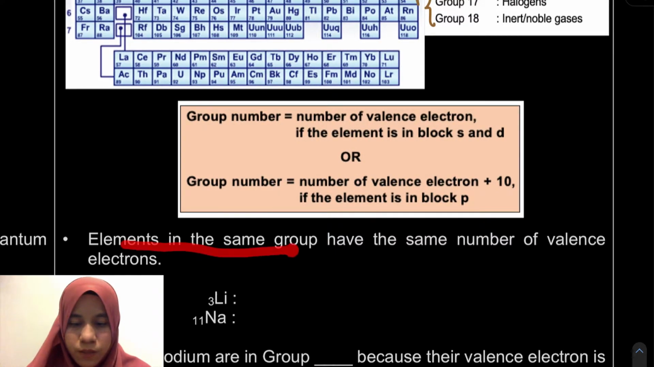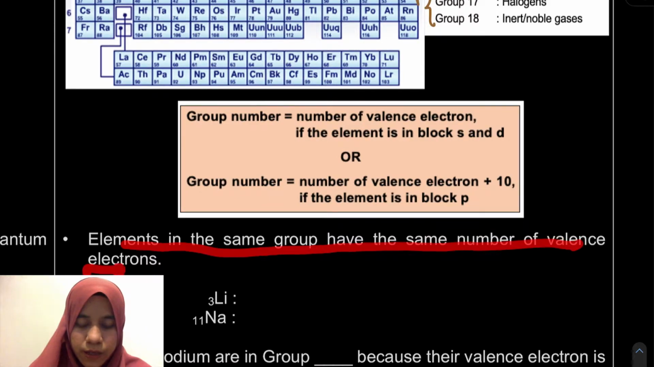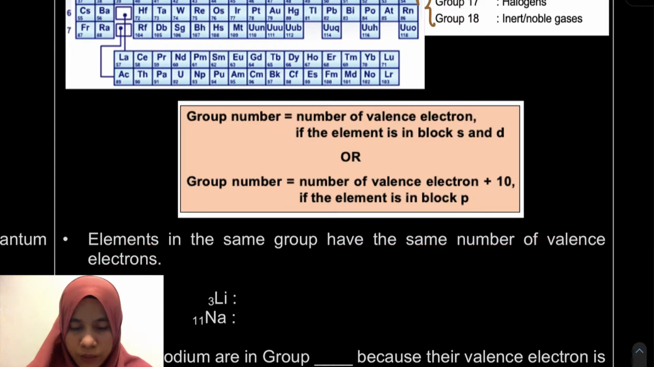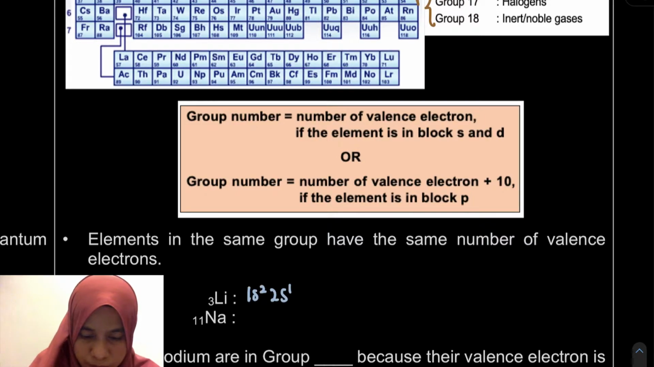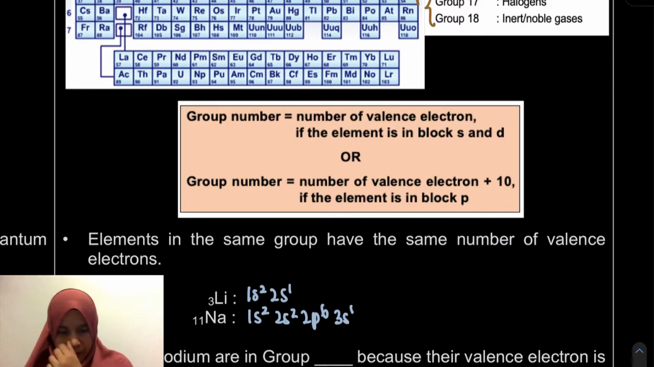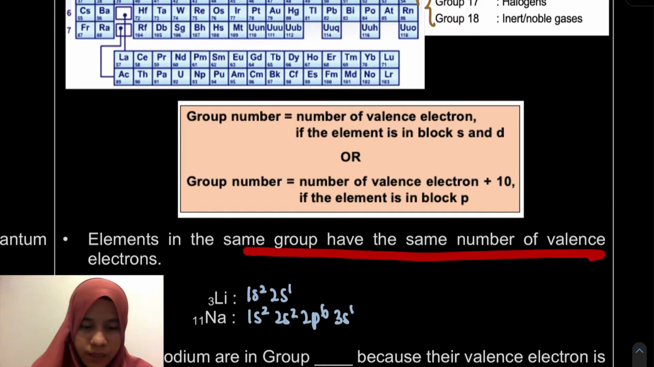Elements in the same group have the same number of valence electrons. Okay, so for valence electrons, here we look at lithium. So it is actually 1s2, 2s1. And sodium is 1s2, 2s2, 2p6, 3s1. Okay, so it says elements in the same group have the same number of valence electrons.